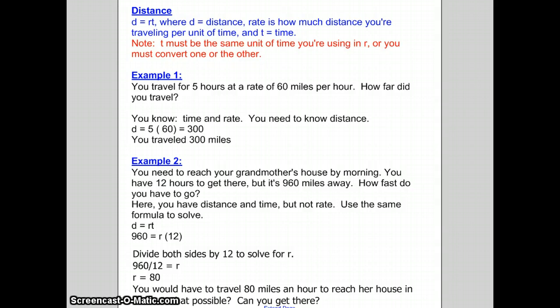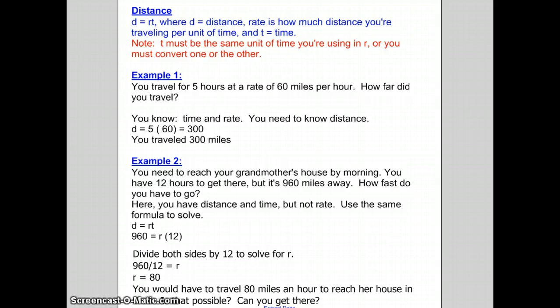So in example 1, you travel 5 hours at a rate of 60 miles per hour. How far did you travel? In this case, you know the time and the rate, but you want to know the distance. So D equals 5 times 60, or D equals 300. That means you traveled 300 miles. Don't forget the units there.